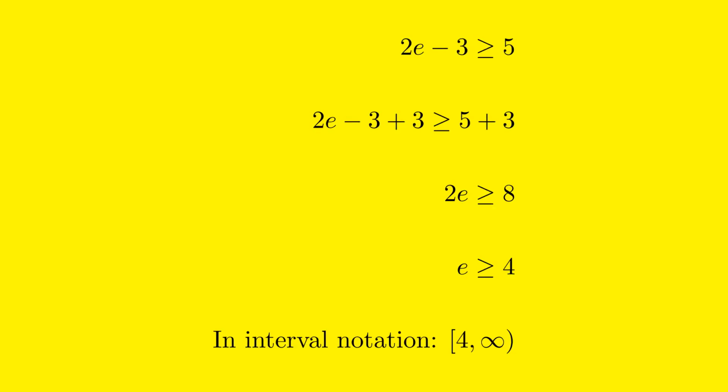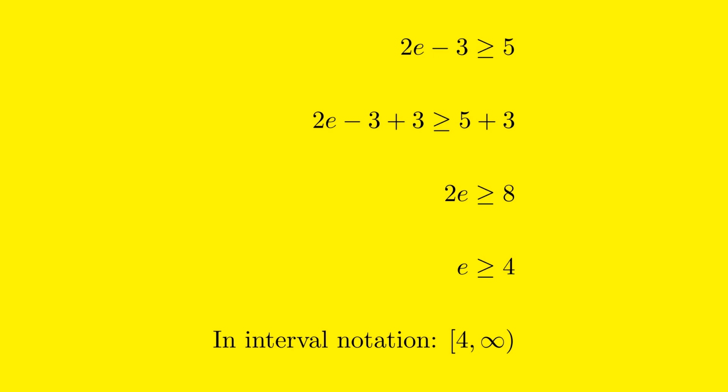Step 1. The inequality we need to solve is 2e minus 3 is greater than or equal to 5. Our goal is to isolate the variable e on one side of the inequality. Let's start by eliminating the constant term on the left side of the inequality, which is minus 3. To do this, we need to add 3 to both sides of the inequality. This way, we keep the equation balanced.